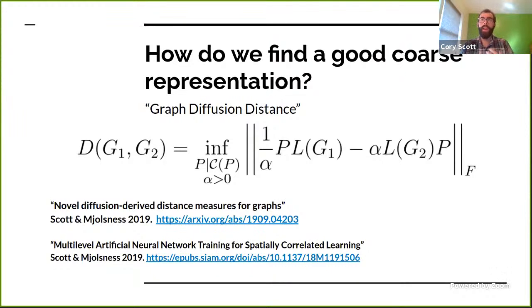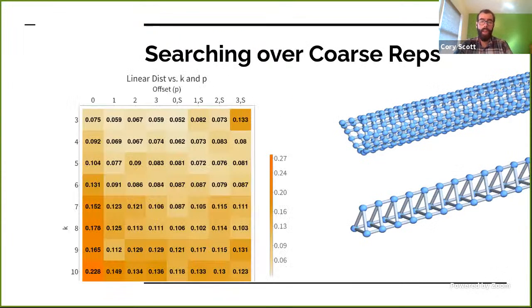And so the idea is that if we have a P matrix that successfully makes the dynamics of diffusion on graph A and B look similar, then we might be in the running to get other dynamics on those two graphs to look similar to one another. And so we're going to find a coarsened representation that has a small graph diffusion distance from our original graph. And so this is what that looks like.